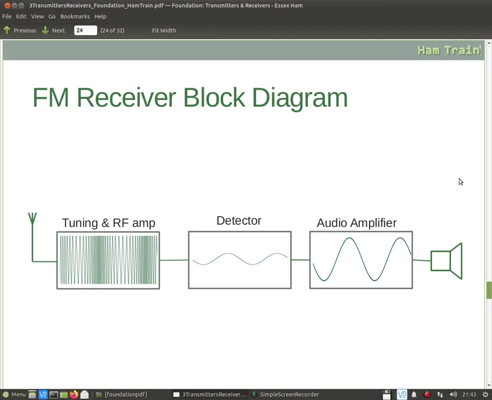Here's an example of an FM receiver block diagram. And as you can see, we have the antenna bringing a signal into the tuning and RF amplifier, and you can see the signal is merged with the carrier in that box. The detector removes the carrier to leave just the audio signal, as we see represented there. And finally, the audio amplifier greatly increases the size of the signal so that we can then listen to it through the speaker or headphones.